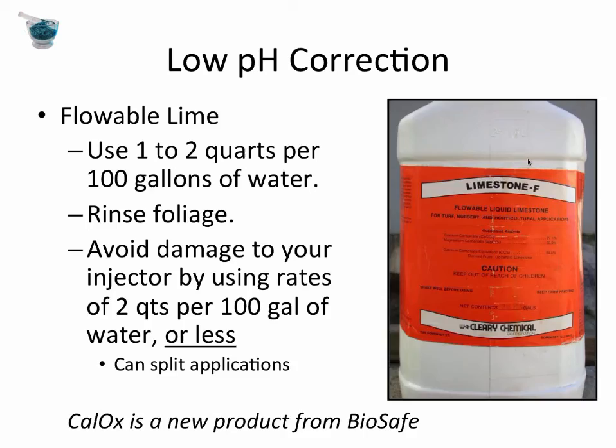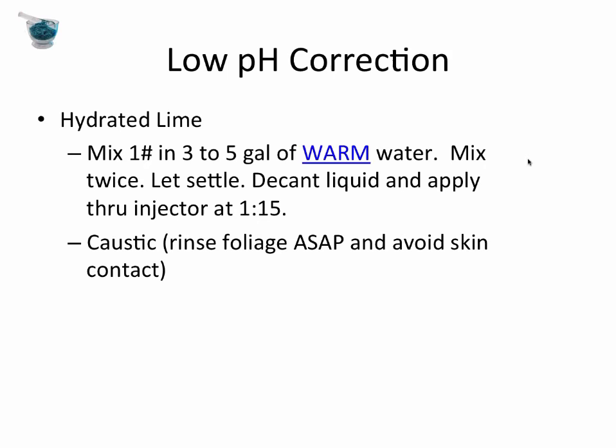The old-fashioned way is using hydrated lime. Mix 1 pound in 3 to 5 gallons of warm water. Mix it a few times, let it settle, decant, and apply the liquid through the injector at 1 to 15. Now, keep in mind, this is caustic for both you and the plants, so don't breathe the dust, don't get it on your skin, and also wash the foliage.